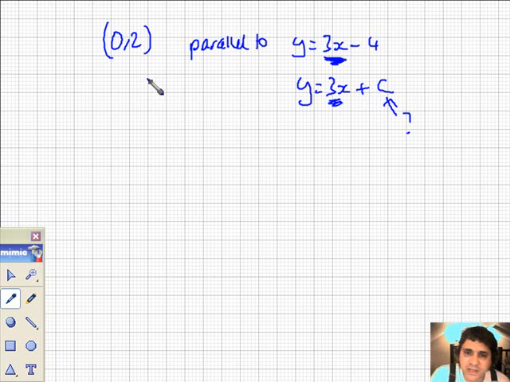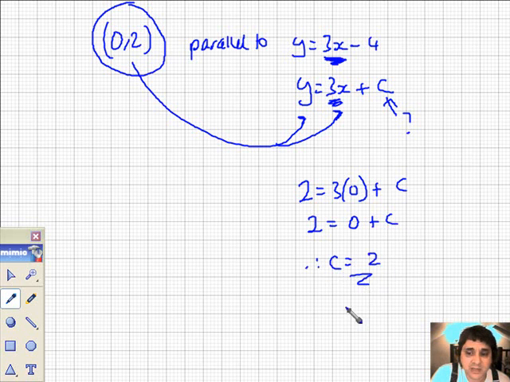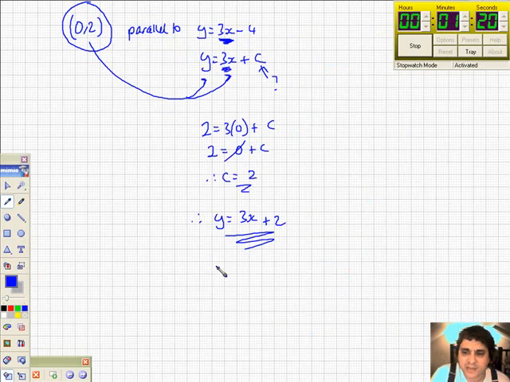Now, in order to find the intercept, I'm told that I've got to pass through this point, therefore I've got to substitute the values into the y and into the x appropriately. My y value is worth 2, so 2 equals 3 times nothing plus c, so 2 equals nothing plus c. Therefore my intercept is going to be 2. 2 equals c, c equals 2. What is my equation? y equals 3x, to make it parallel to the original equation, plus 2, and that's it.